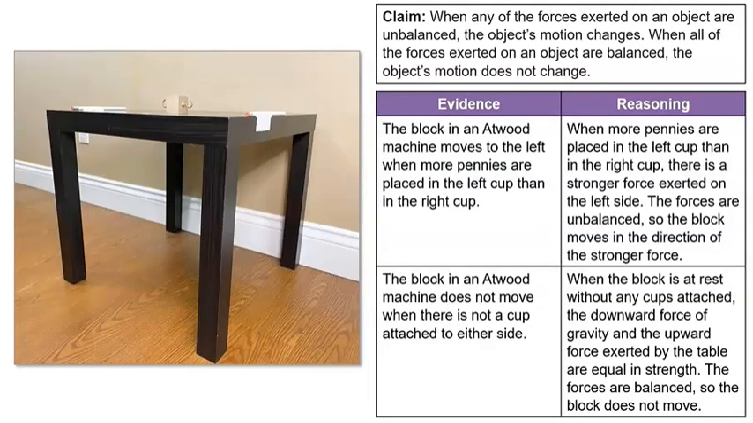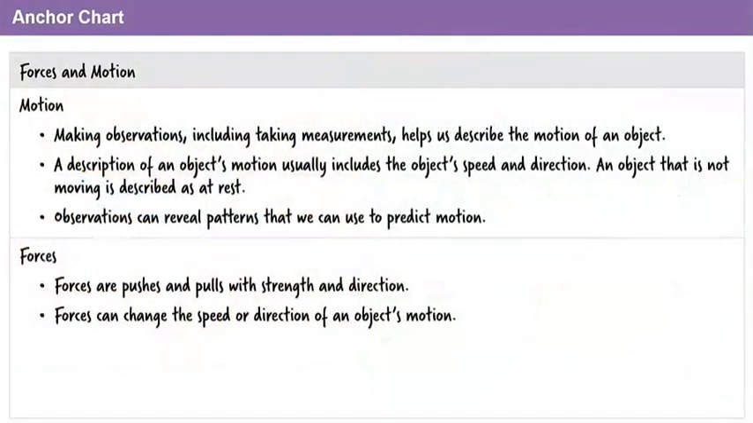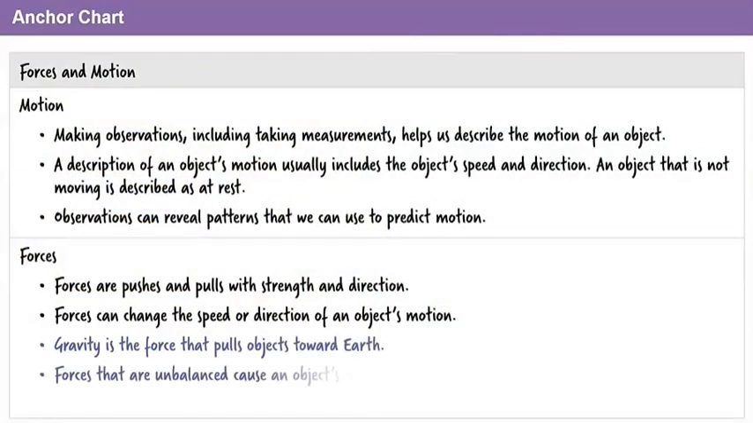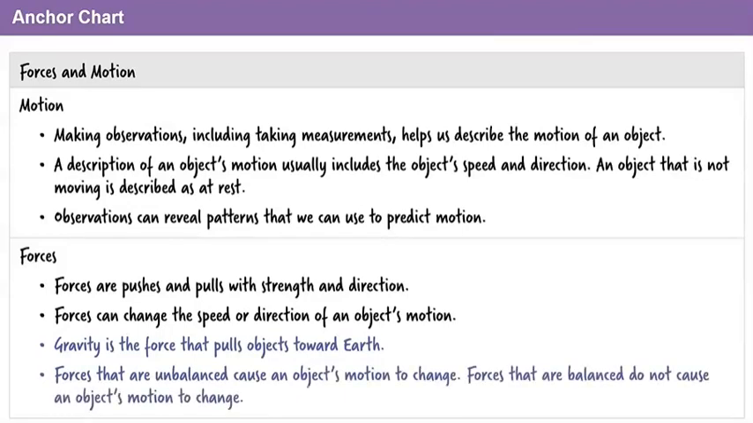Hey, I think we now have enough information to update our anchor chart. In our forces section, let's add, gravity is the force that pulls objects toward Earth. Also, forces that are unbalanced cause an object's motion to change. Forces that are balanced do not cause an object's motion to change. Your first task today will be to update the anchor chart.